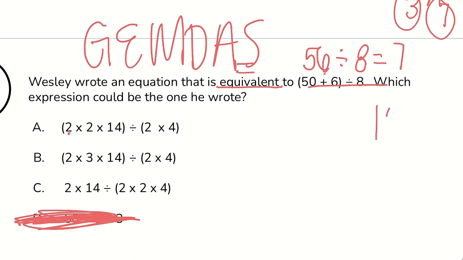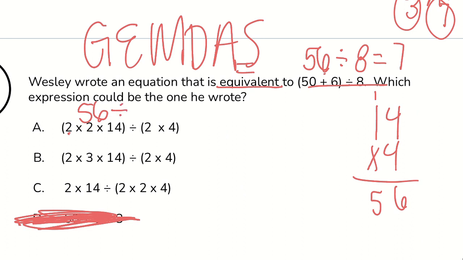So I'm going to come over here. 4 times 14. 4 times 4 is 16. Bring the 1 all the way up. 4 times 1 is 4, plus 1 is 5. 56. Hey, that looks good. We're looking good. That is what we need.